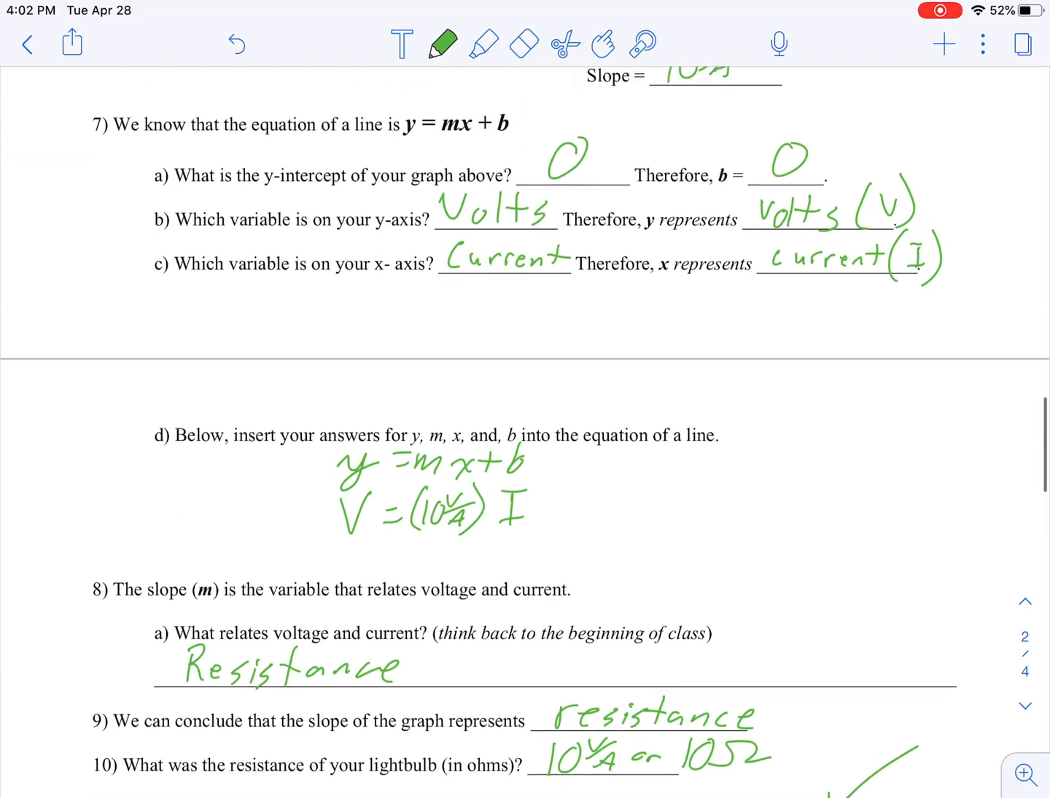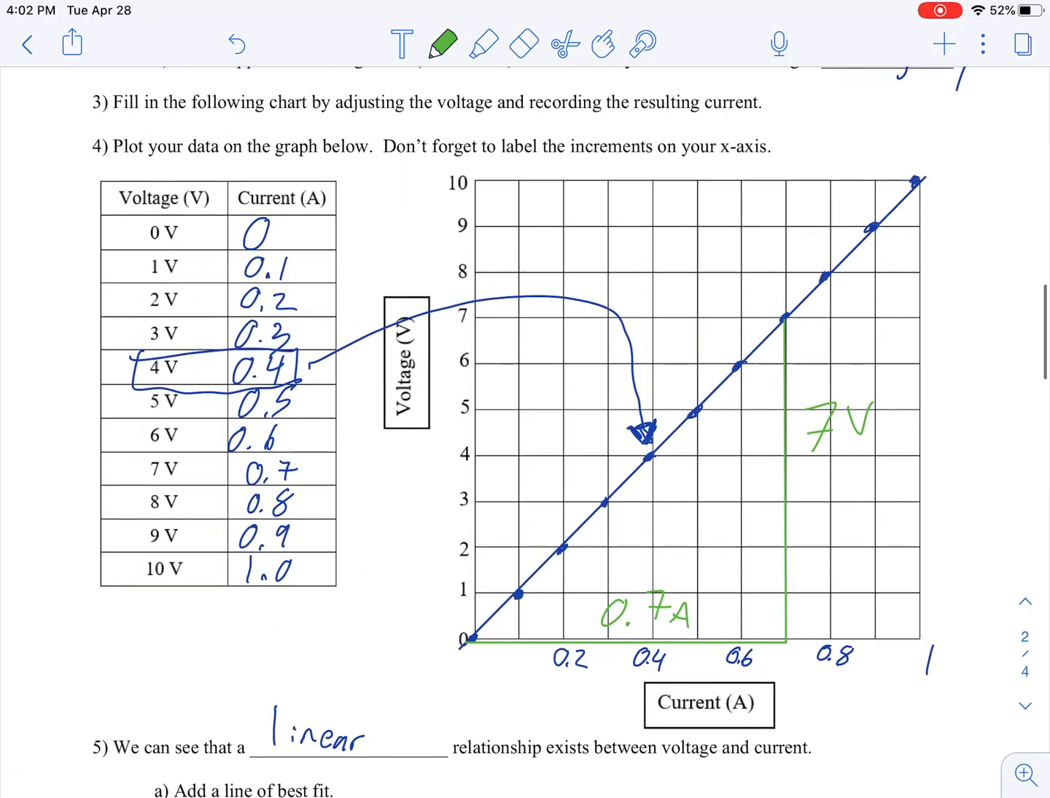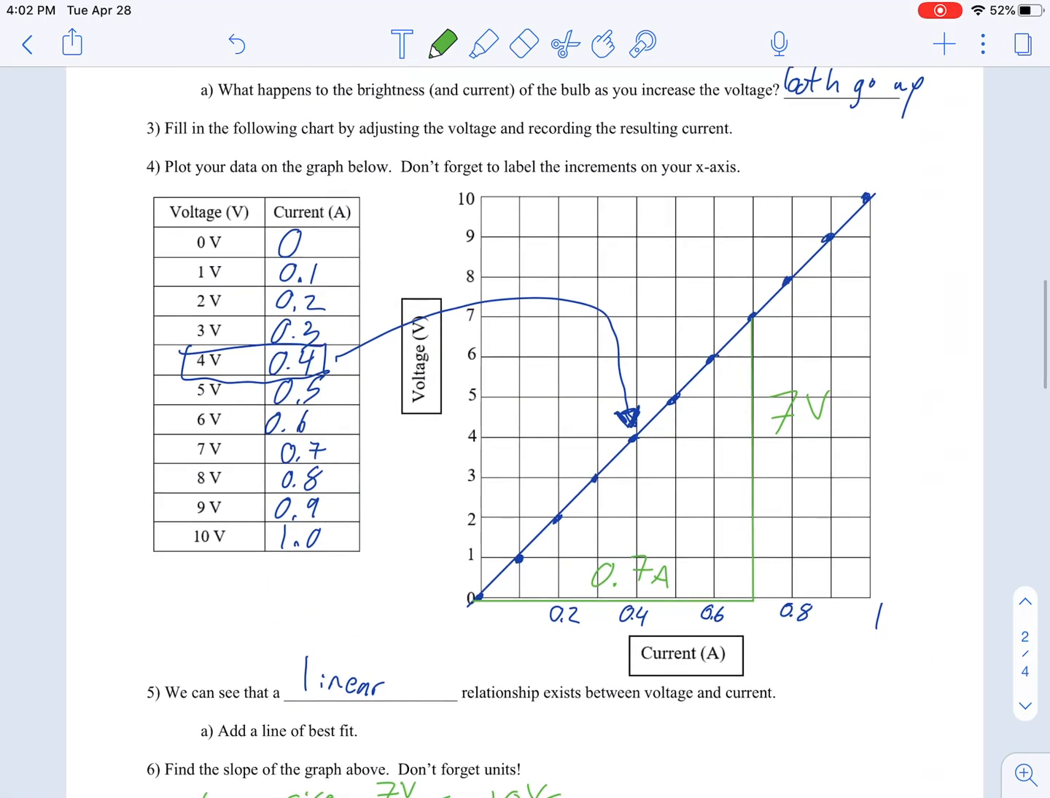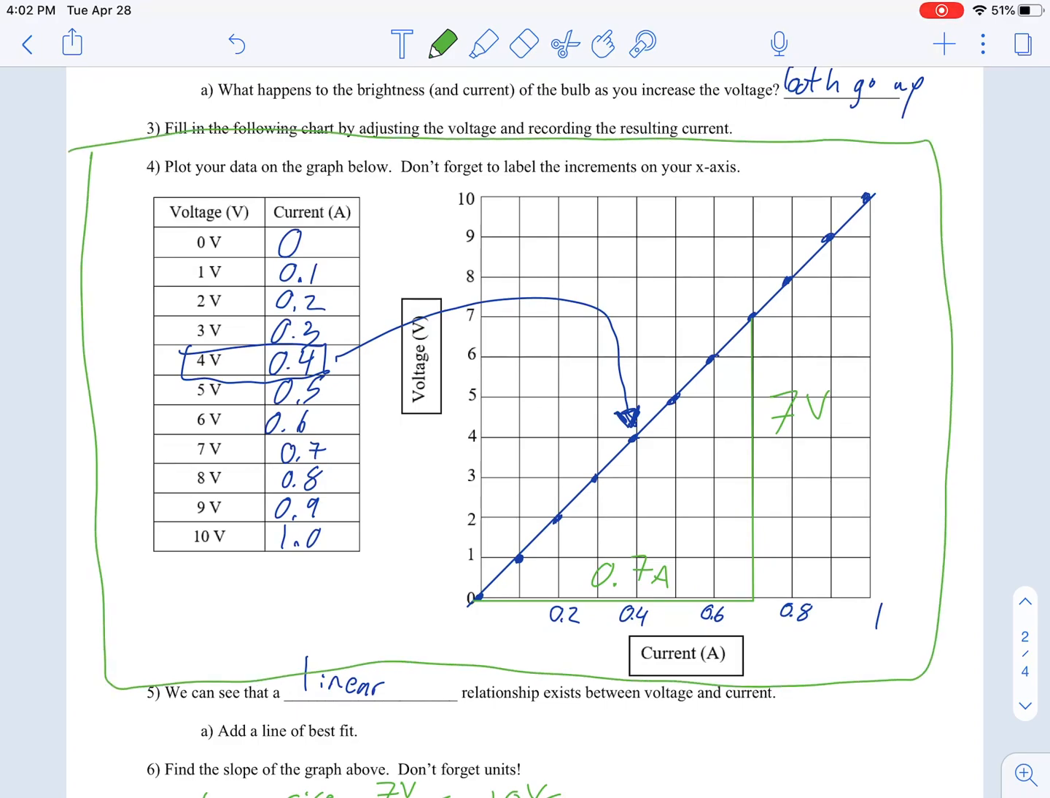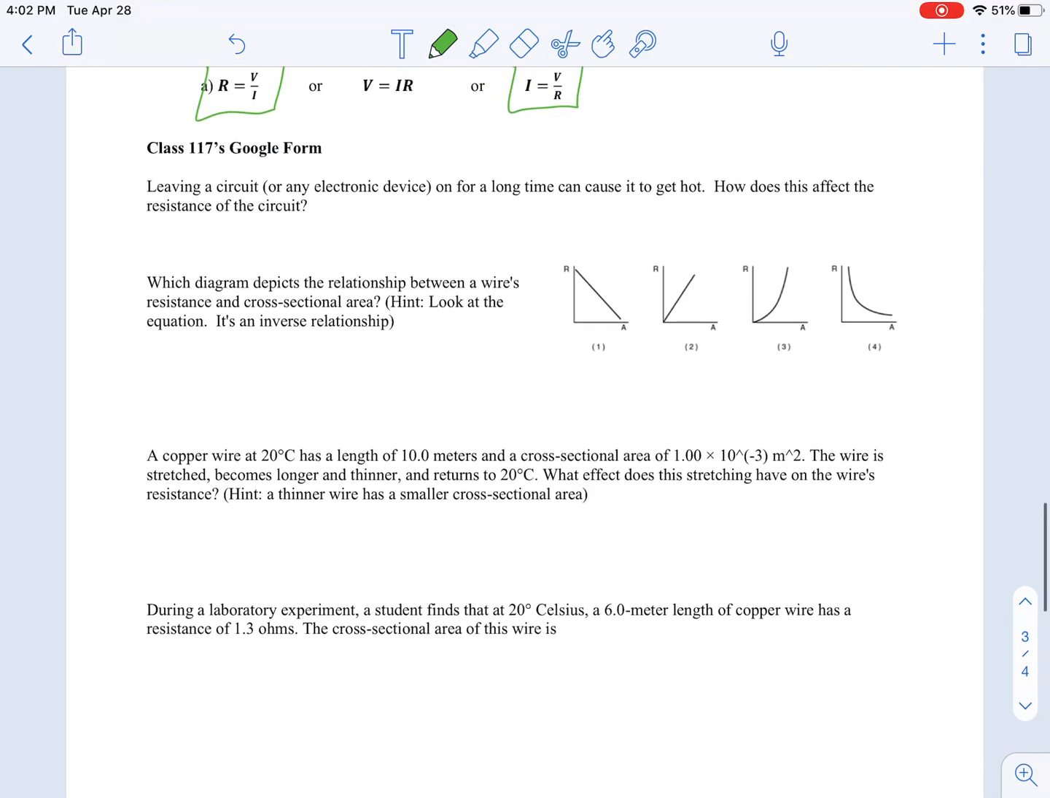Okay? Now, what you're going to submit on your Google form is a picture of this graph and chart. Basically everything for number 4. Just submit an image of it. That's it. Okay? Now what I'm going to do is I'm just going to go over the exit ticket from last class really quickly. So if you did fine with that and you get it all, you're set.